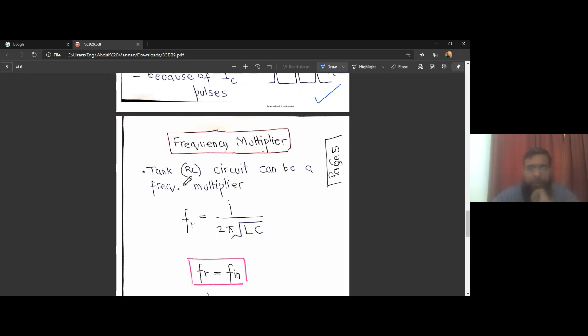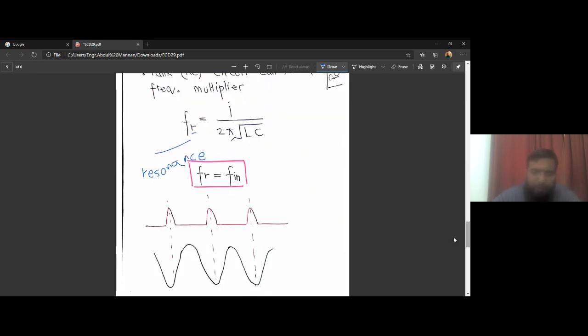This tank circuit can be a frequency multiplier. For a tank circuit, the resonance frequency, where R stands for resonance, is the frequency for which XC is equal to XL. So at the resonance frequency, the capacitive reactance is equal to the inductive reactance. The formula is this. If we set FR equal to Fin, the frequency of the input voltage, what is the frequency of the input voltage?